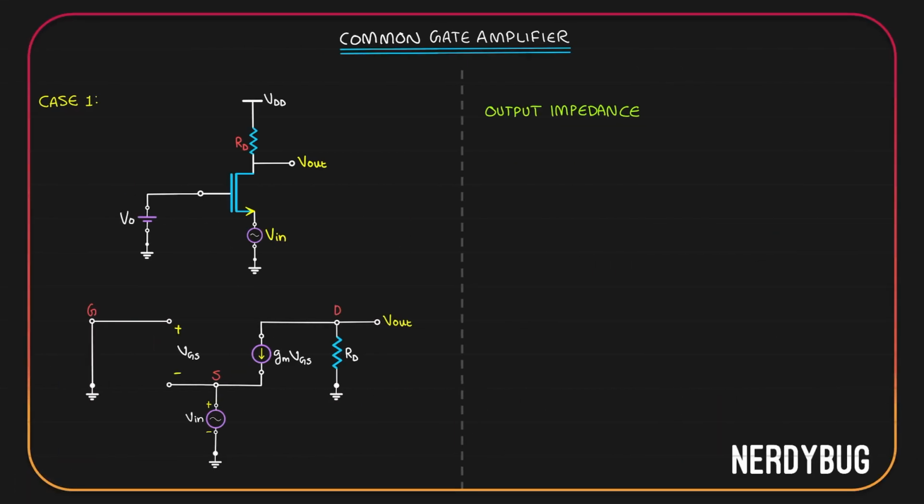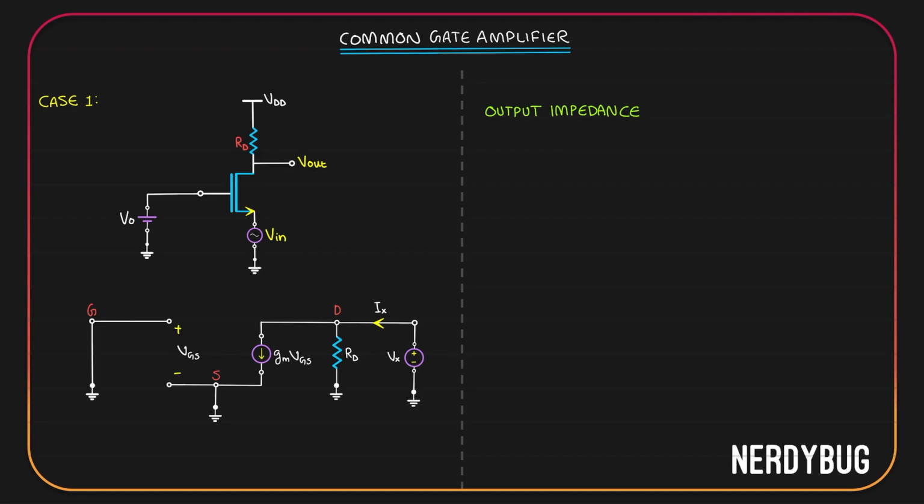Again, the first thing we have to do is shut down all the independent sources, which over here is the Vin input. If we shut it down, the source will be directly grounded. Now, to find the output impedance, we have to apply a potential Vx at the output and find its relation with the current Ix flowing like this.